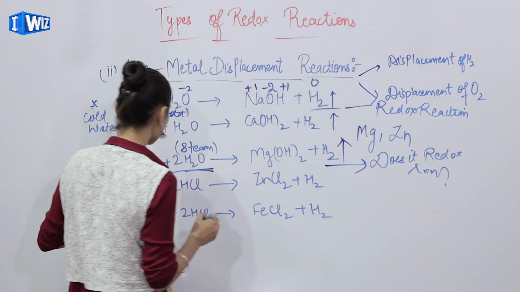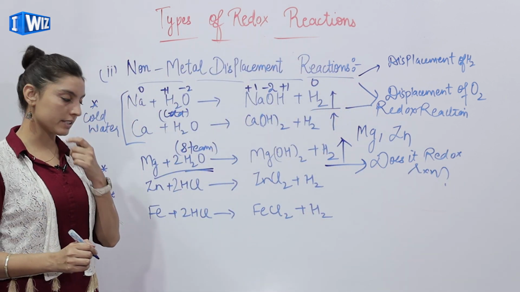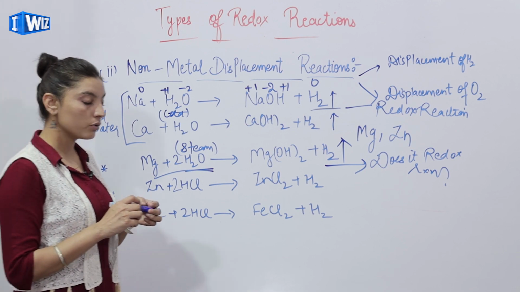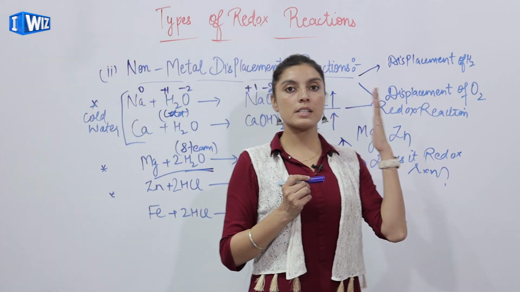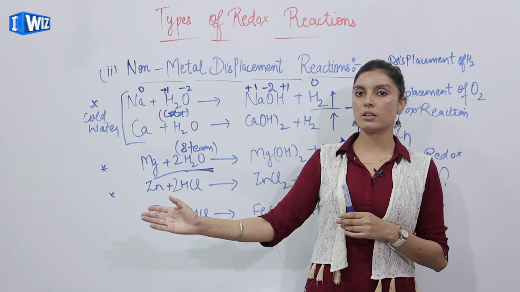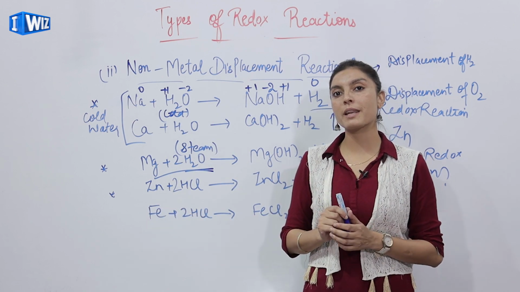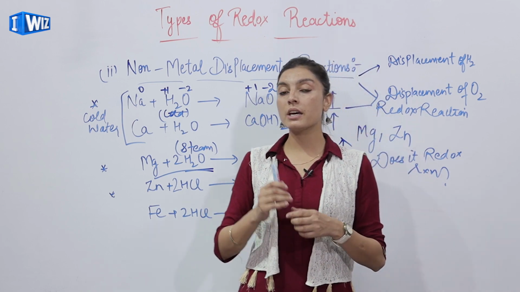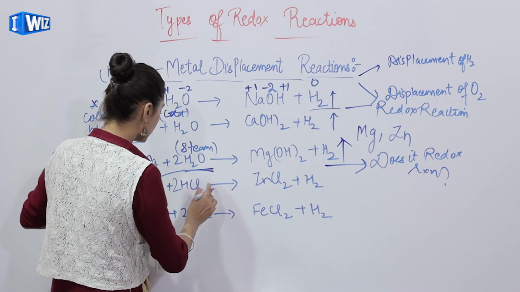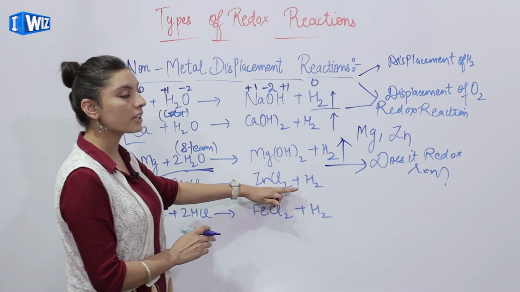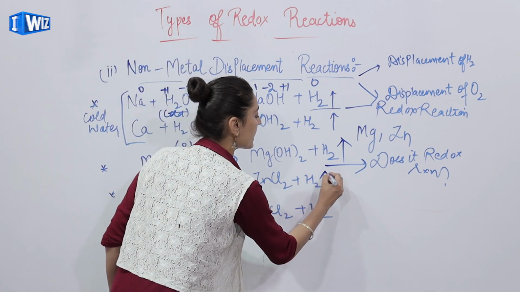Clear? Moving ahead to the less active metals, zinc and iron. Now these neither react with the steam form of the water nor with the cold water. So they are capable of displacing the hydrogen from the acids. For example, zinc reacts with the HCl giving us zinc chloride and the dihydrogen.